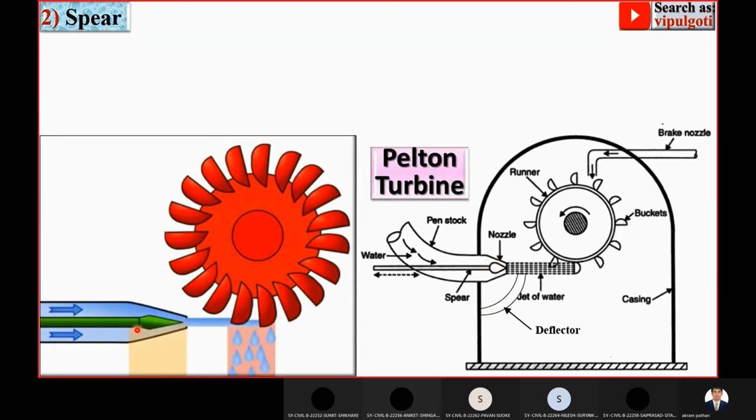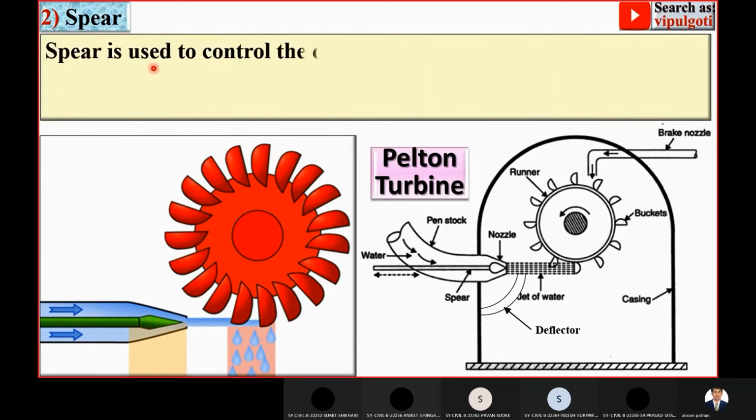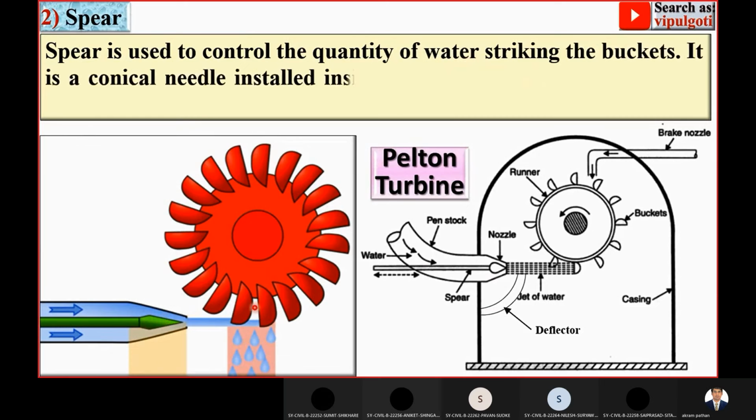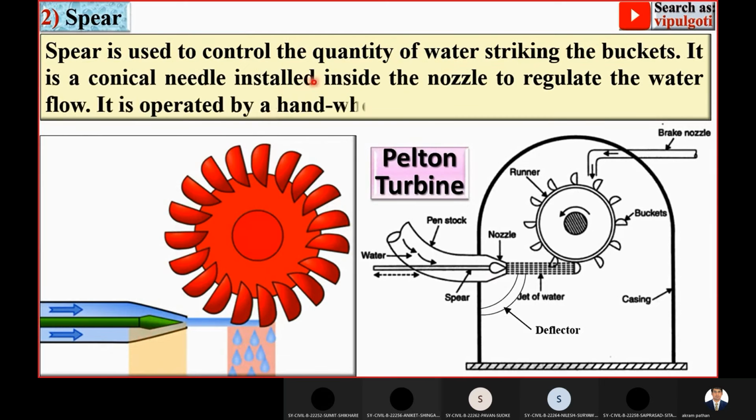So if you want to increase or decrease the discharge, that is the rate of flow, with the help of this spear, we can control the quantity of water which is coming out through the nozzle and striking over the bucket. Okay, so this is an important component part of the Pelton wheel turbine. So it controls the quantity of water which will strike over the bucket.